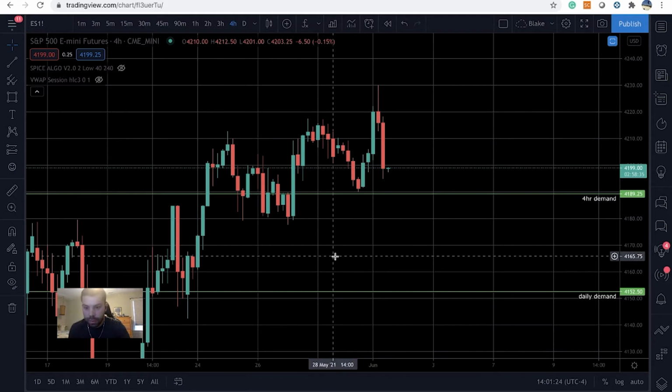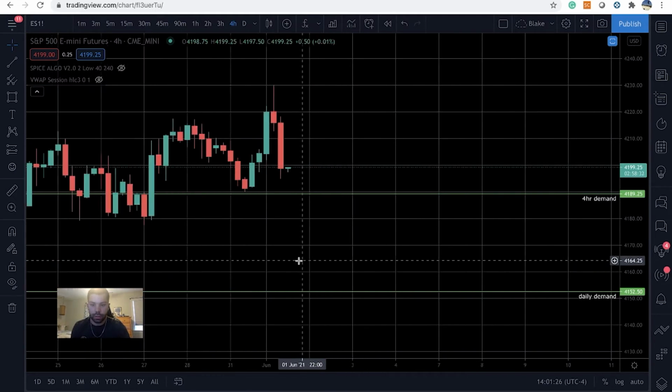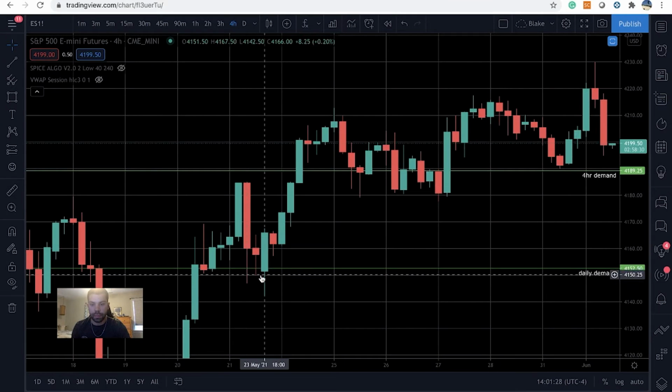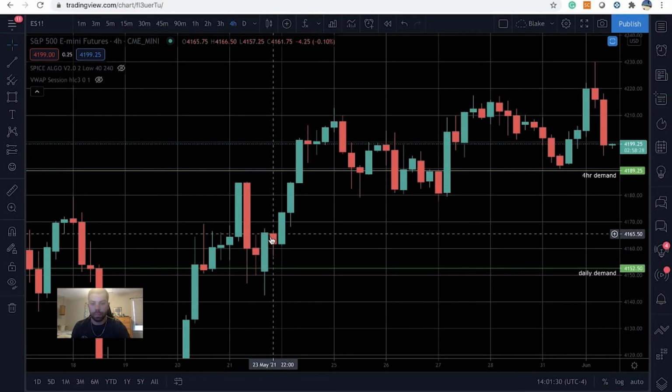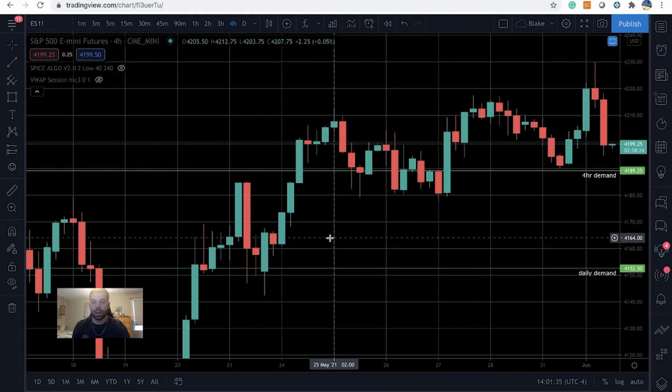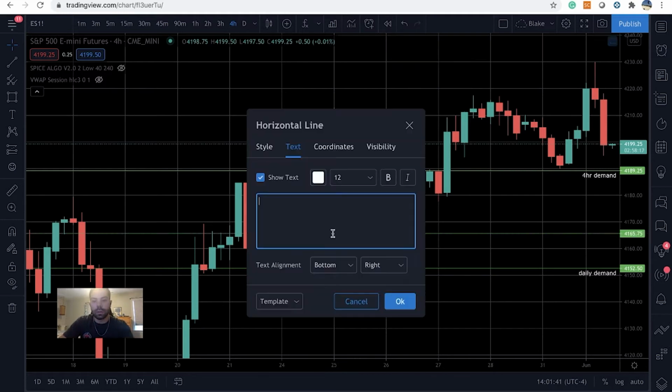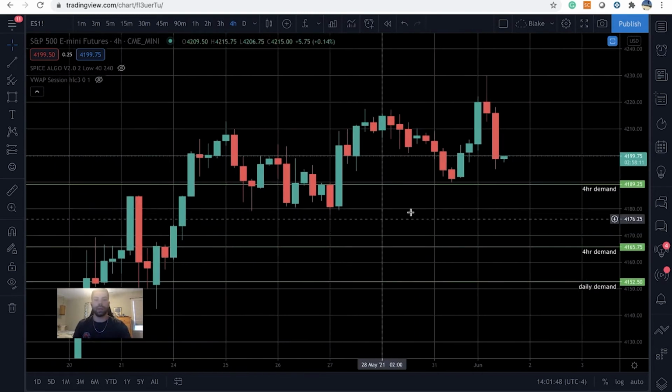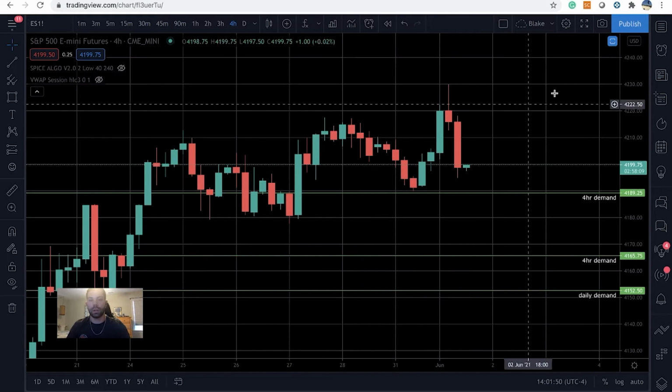I see one more demand zone right here. It's going to be a little lower. So like, let's look at what we got here, right? We have this rally, base, rally, right? So the green takes out the basing candle. That's going to be another example of a 4-hour demand zone, right? So we'll throw 4-hour demand right here. Perfect. All right, so now we're starting to get some demand zones on our chart.